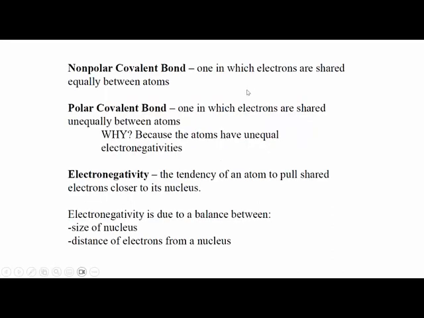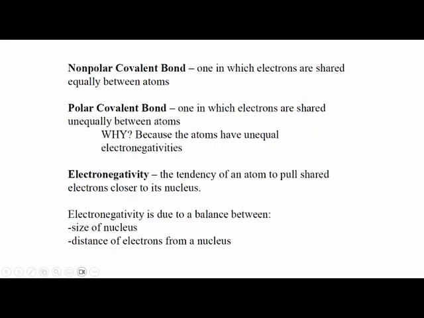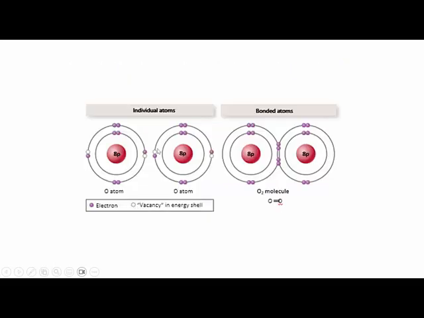Now within covalent bonds, there are 2 types. There's a nonpolar covalent bond where the electrons are shared equally, so that's like the case here. They're shared an equal distance from the nucleus of each atom. But a polar covalent bond is one where electrons are shared unequally between atoms, and that is because the atoms have unequal values for something called electronegativity. That's the tendency of an atom to pull shared electrons closer to its nucleus.